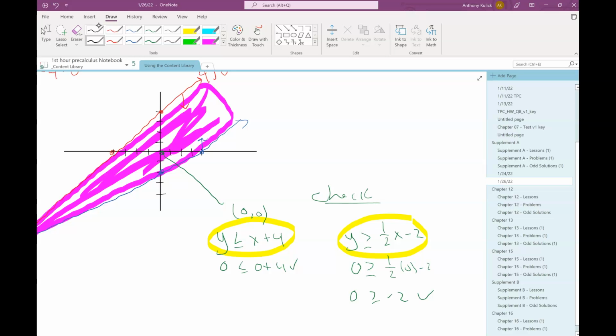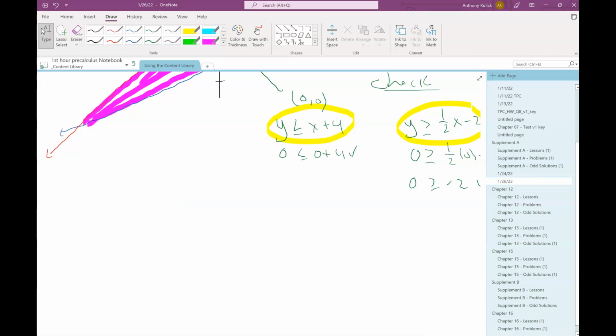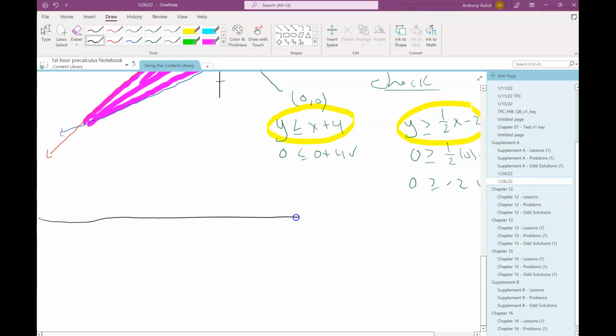All right, well, let's continue forward. So at this point, we've talked about solving systems of equations and systems of inequalities graphically. Today, we're going to continue on and talk about solving systems of equations algebraically.